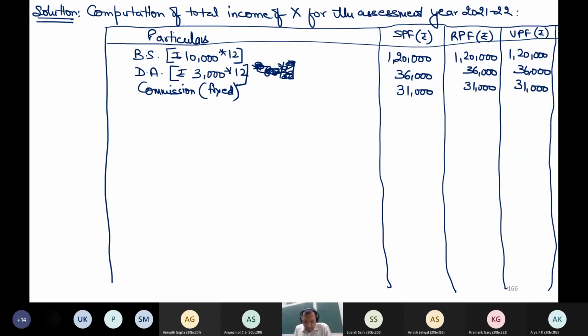Now, what I have done: basic pay 10,000 into 12, DA 3,000 into 12, commission 31,000. Then what other income does this person have? Can you tell me what other income this person has which I should write?